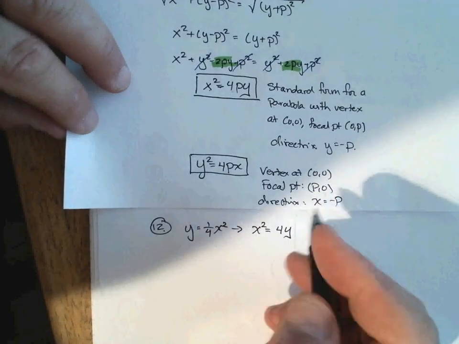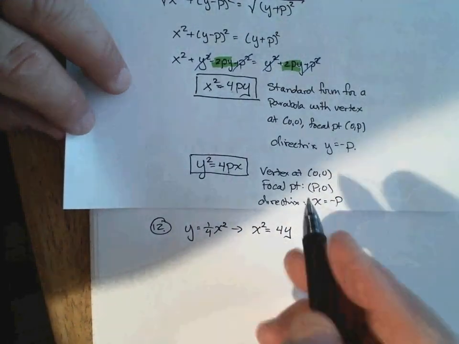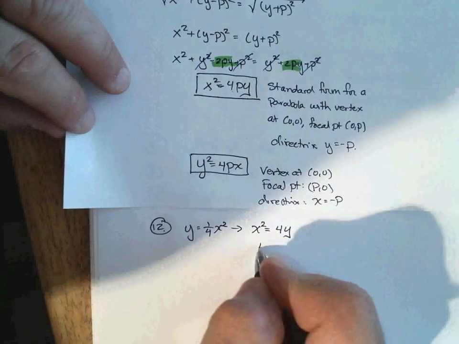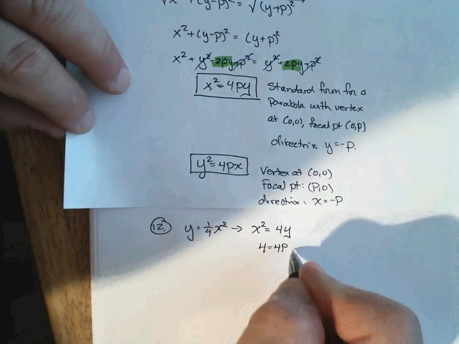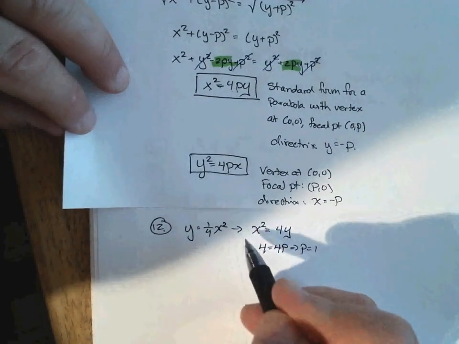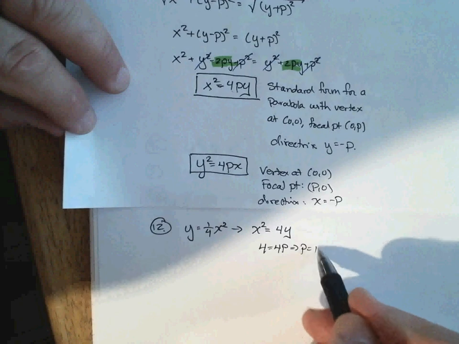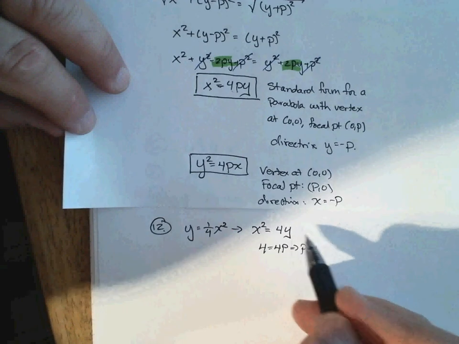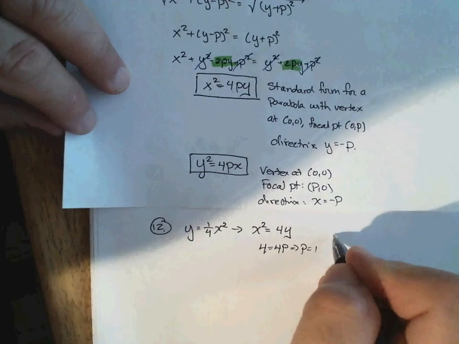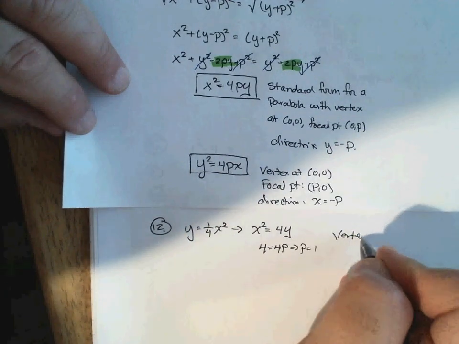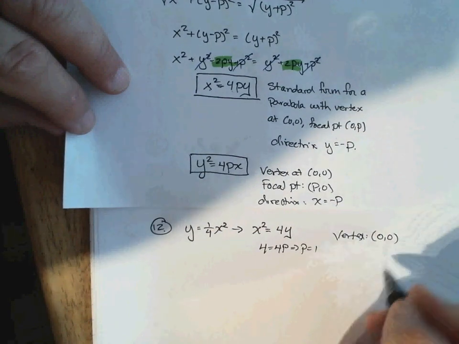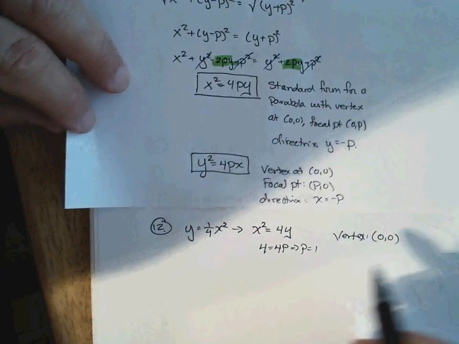Now, when I look at this, one thing I'm interested in, first of all, is what is the value of p? Well, 4p multiplies y, and 4 multiplies y. So 4 is the 4p, means p is 1. And that means you're going to move from the vertex to the focal point by stepping 1 unit. And you're going to move from the vertex to the directrix by stepping 1 unit also in the opposite direction. So where is the vertex? Well, the vertex for this, we have not shifted the x or the y's. The vertex is the origin.